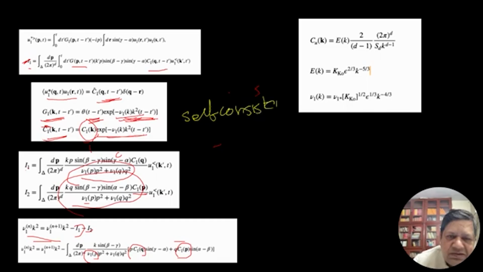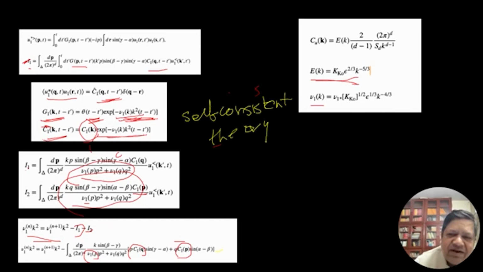Self-consistent theory. We'll assume some form of nu1 and CUK and see whether this solution satisfies this equation or not. So what is the form of EK? We use this k to the minus 5/3 Kolmogorov spectrum, and we'll see whether we are getting a useful, or rather consistent, solution or not.